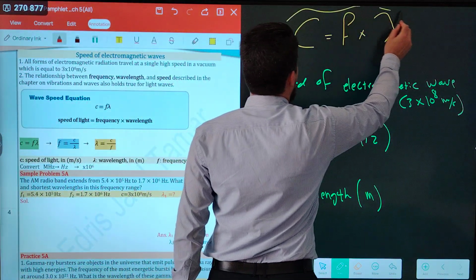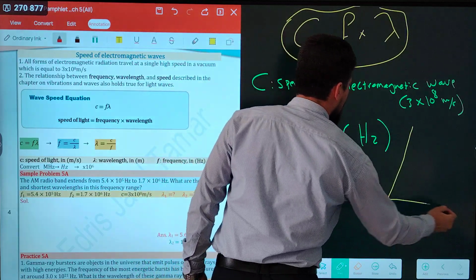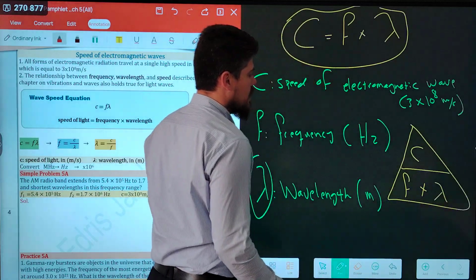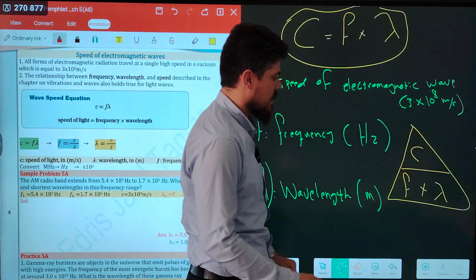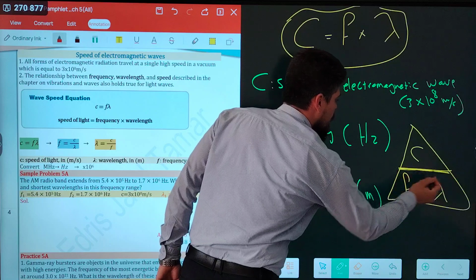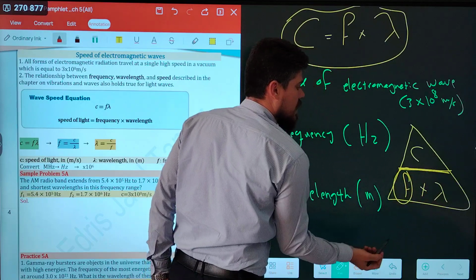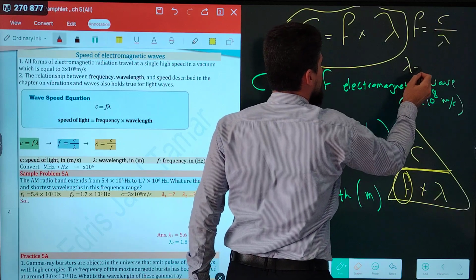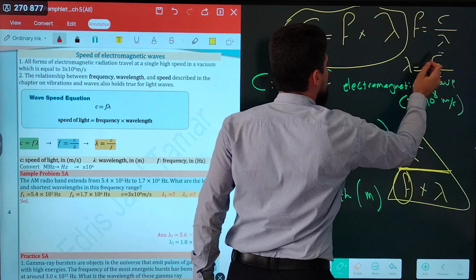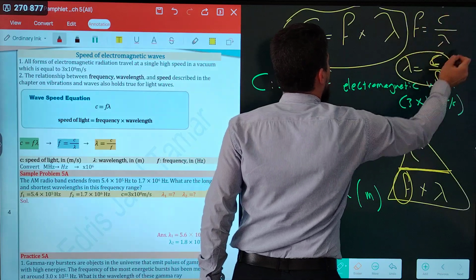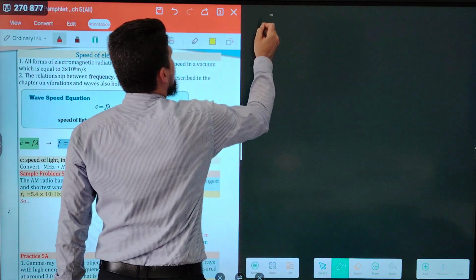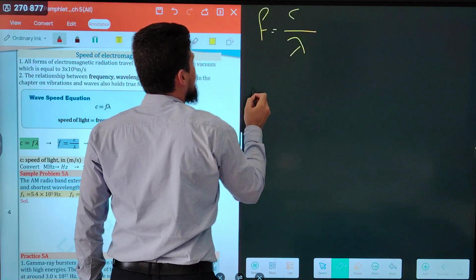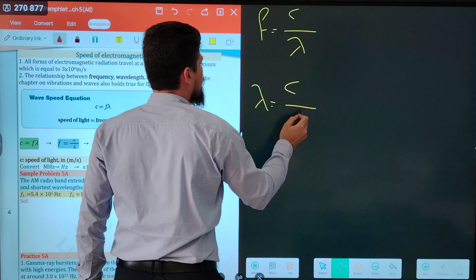So this equation is very important, and you can also rearrange it. C is equal to frequency times wavelength. Frequency is equal to the speed of light divided by wavelength, C over wavelength. Wavelength is equal to C over frequency. It's very easy. So we have three equations.